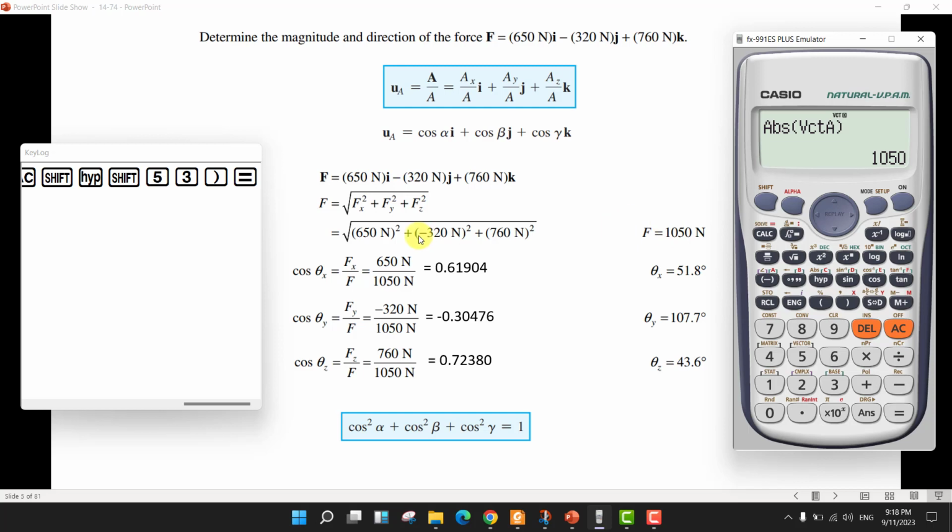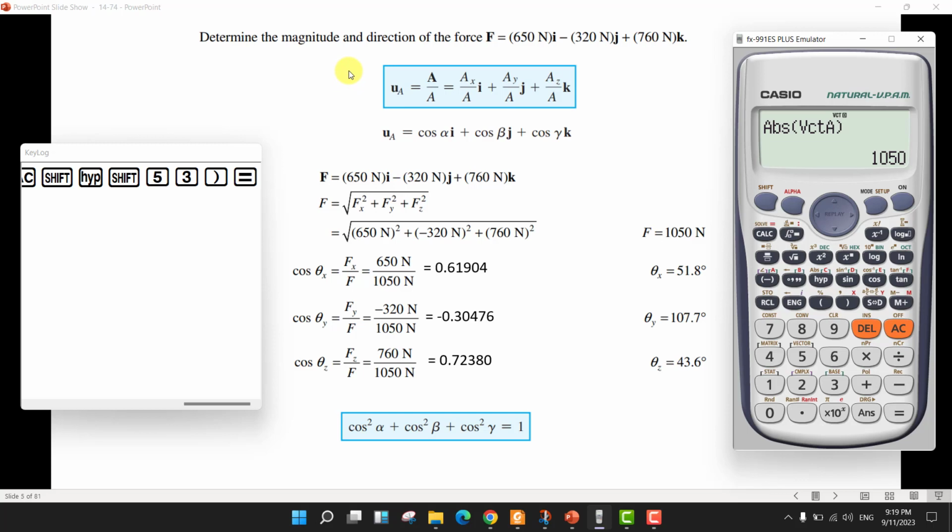Here we can see we can find this manually by doing this calculation, taking the squares of all the components of that force F and then taking the square root. So the sum of the squares of the components and taking the square root gives us 1050. And using the calculator we can store that force F in vector A, and then we take the absolute. That absolute of vector A gives us the magnitude of that force F. Then to find the direction of this vector A, we can find the unit vector.